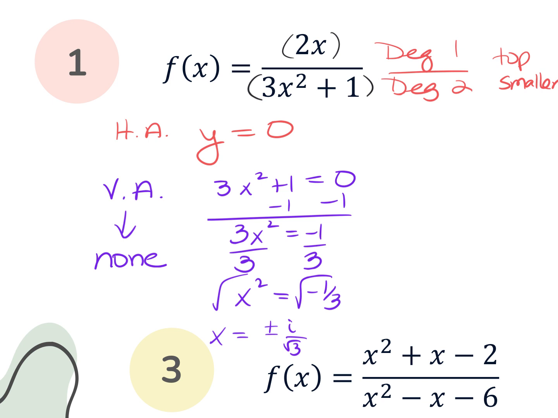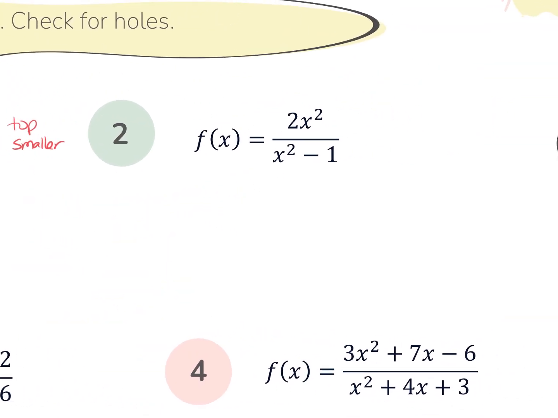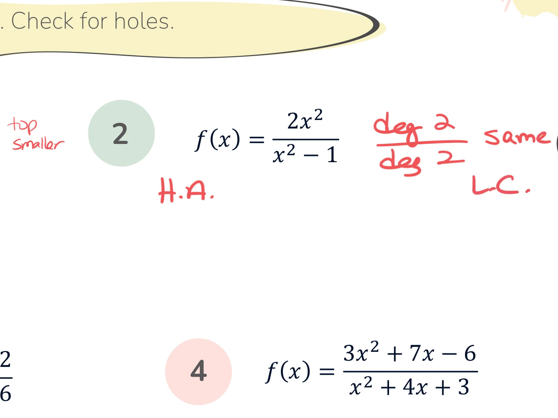Try number 2. This one did not have a slant asymptote because the numerator was not larger. Number 2, let's do the horizontal. So for the horizontal, again, you look at the degrees. This degree is 2. This degree is 2. These are the same. So when it's the same, we use the leading coefficients. So this is going to be y equals 2 over 1, which equals 2. So my horizontal asymptote is y equals 2.